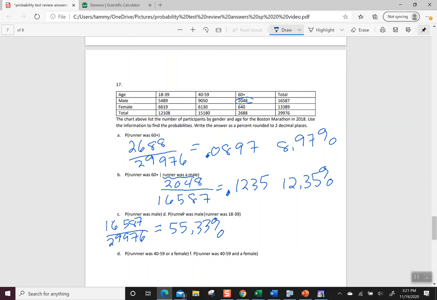And then part D, it says runner was male given the runner was 18 to 39. So 18 to 39, that's where I want to start. So I'm going to look up in my chart and look at 18 to 39, and I had 12,108 people in that category, and then male in that category was 5,489. So I put that in my calculator and it says 45.33%.